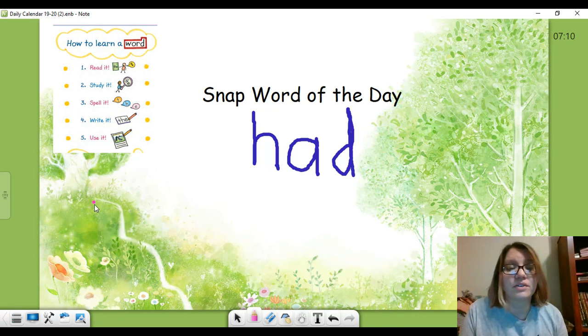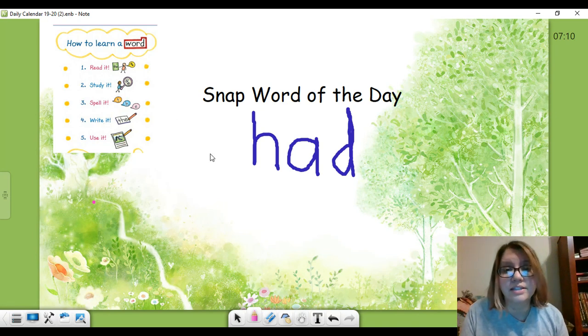Actually, let's not write our sentence first. Let's go through our steps and then we'll write our sentence. I almost forgot, because we have to learn the snap word first. So the first step is to read it. Let's all say the word had. Had. Good. Now we have step 2.